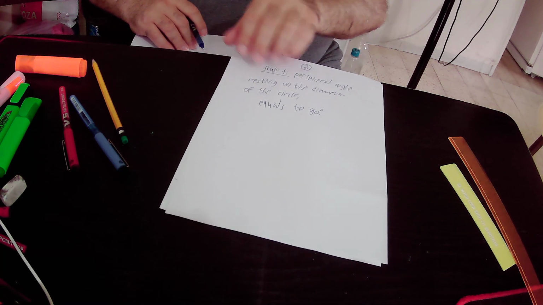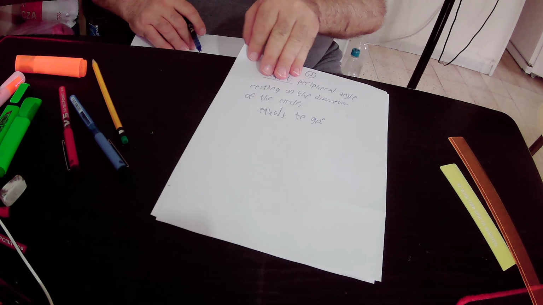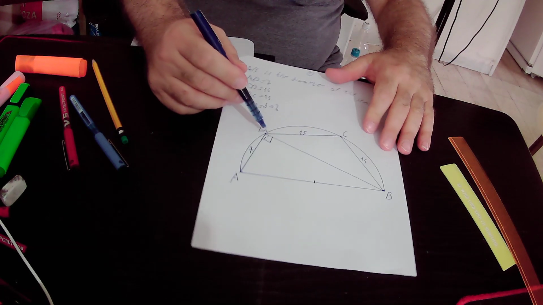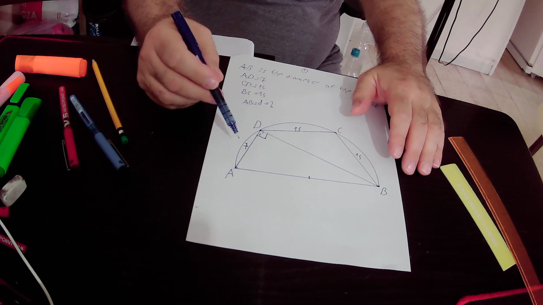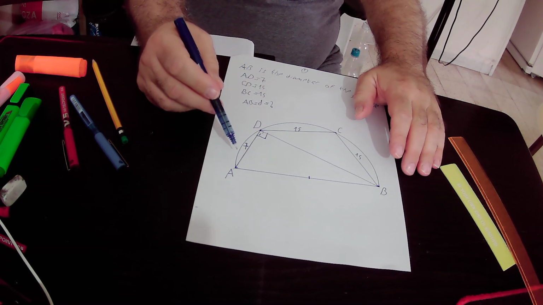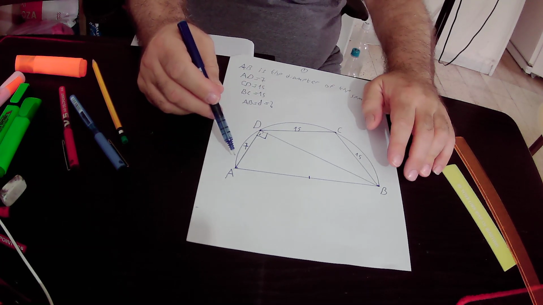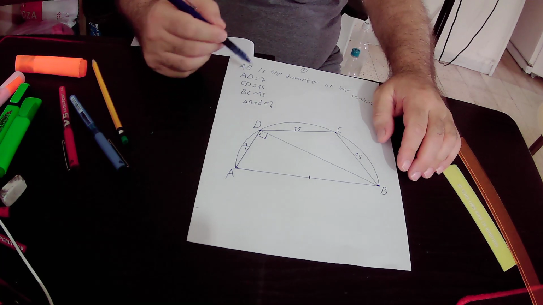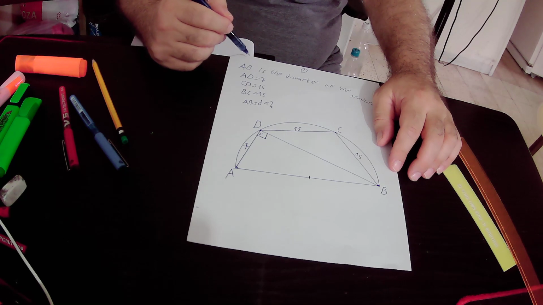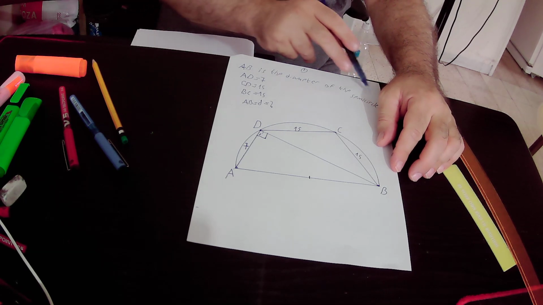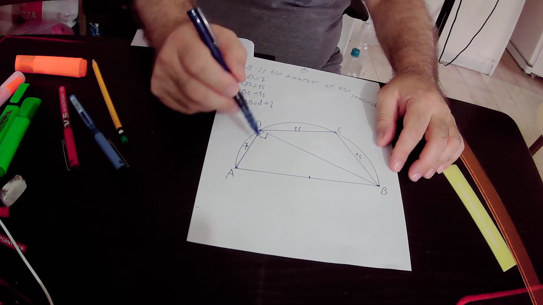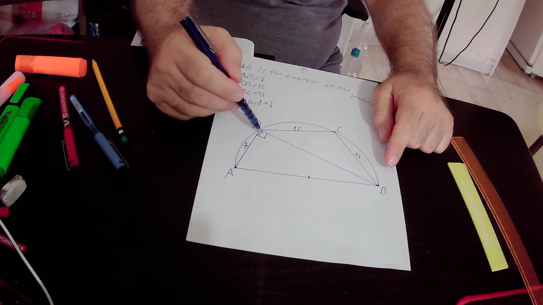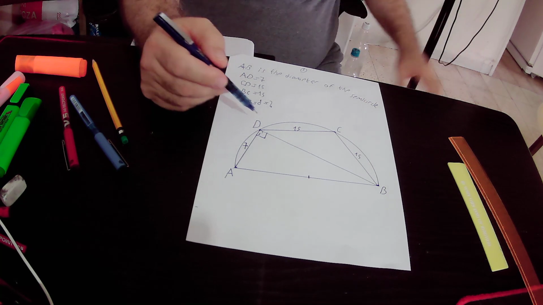So actually angle ADB is a peripheral angle, and it rests on AB, that is defined as the diameter of the semicircle. AB is the diameter of the semicircle. Therefore, according to rule number 1, angle ADB equals 90 degrees.